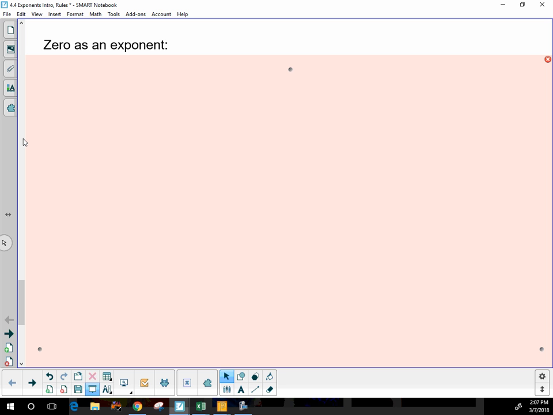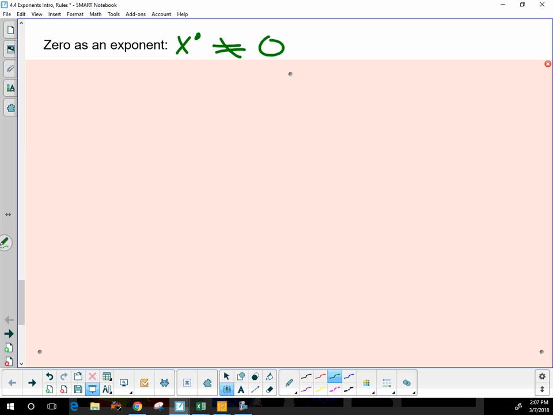Well, remember how I said the exponent tells you how many times to write something down? If I have x to the 0, how many times am I going to write that down? None. I do not put a 0. It doesn't equal 0. Let's think about why that's so important to know.